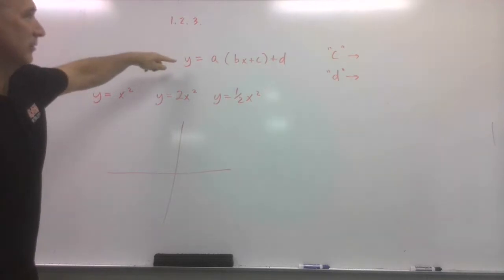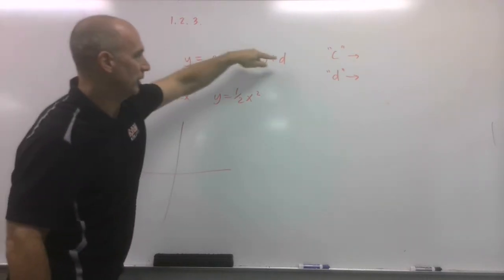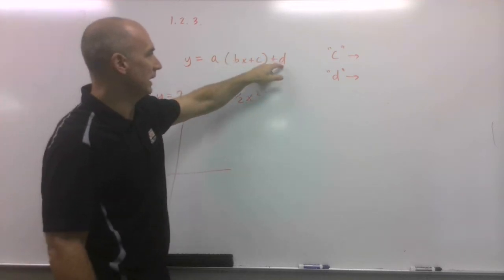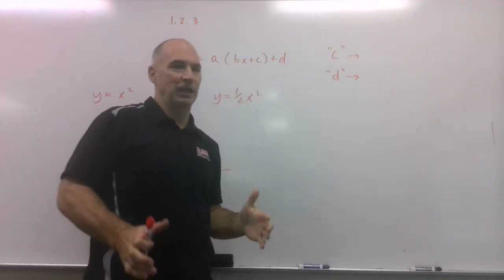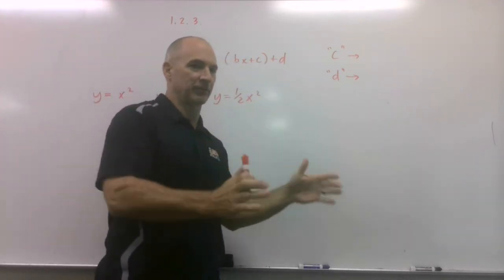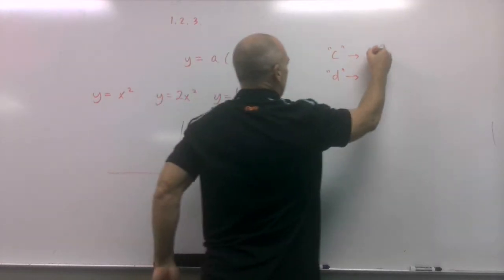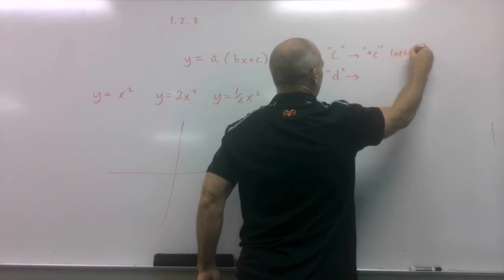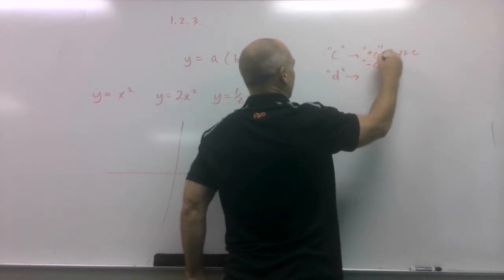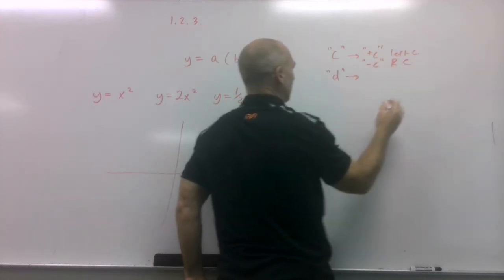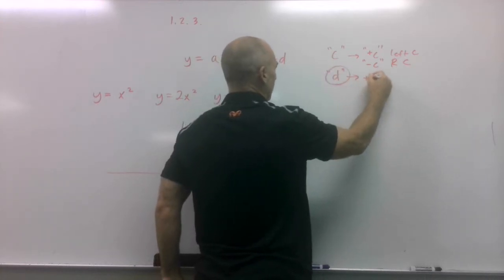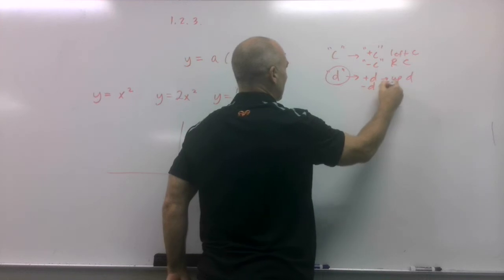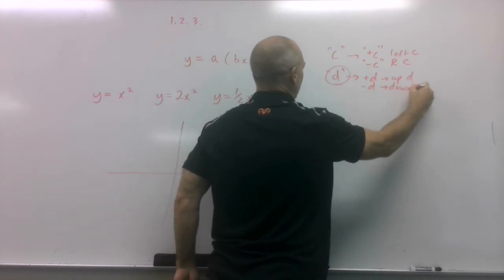Okay, back to this. This is a general equation with rules associated to A, B, C, and D. And I like the way this author is chunking it up into little pieces. So let's review C. If it's plus C, that's left C. If it's minus C, that would be right C. D is pretty simple. If it's a plus D, it's up D. If it's a minus D, it's down whatever D is.